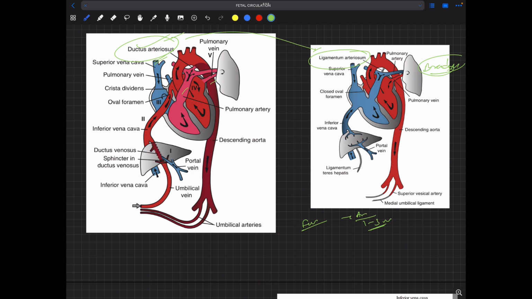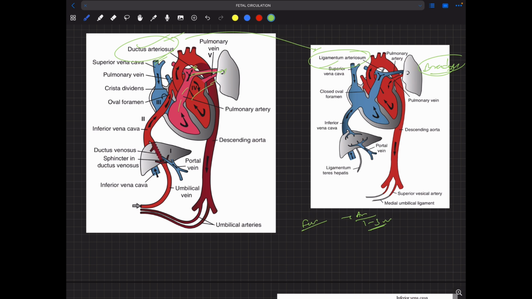So what happens with functional closure? The blood vessel constricts and no blood from the pulmonary trunk goes to the aorta. After a few months, there will be fibrosis and ligamentum arteriosum will be found. So what happens after birth? Blood from the pulmonary trunk goes to the lungs as this is closed now. After birth, the resistance in the lung arteries also decreases.